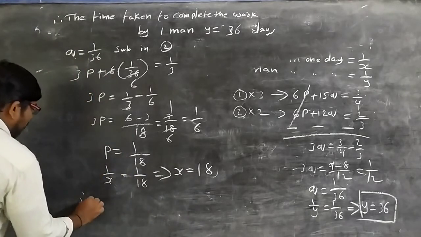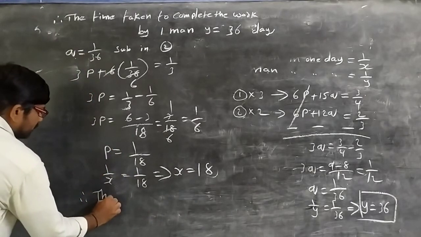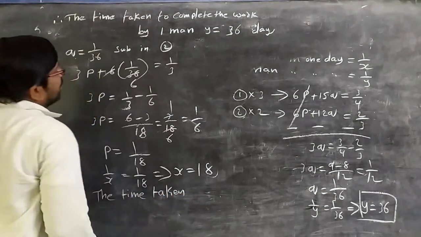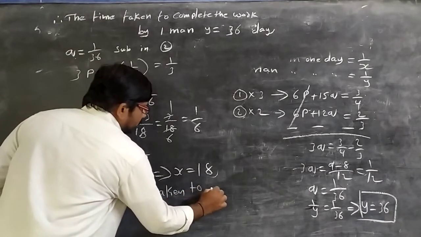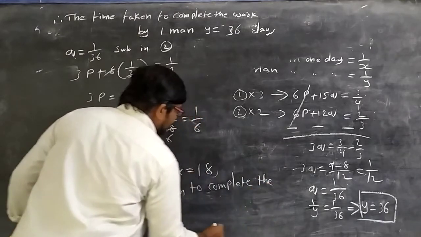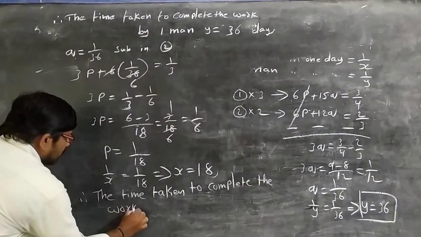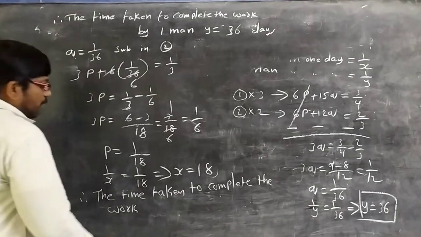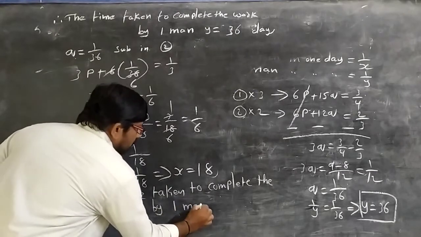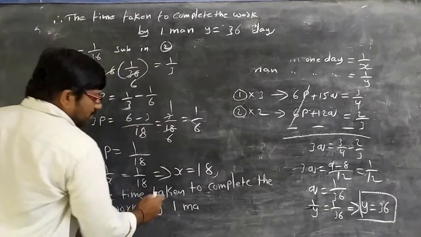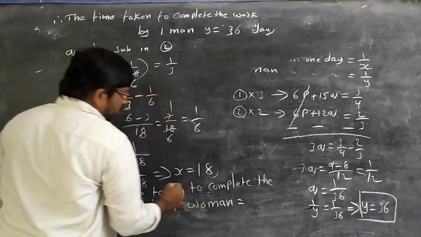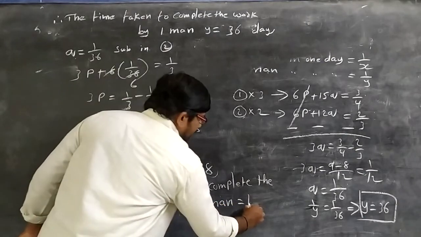Therefore, the time taken to complete the work by one woman is equal to x, 18 days.